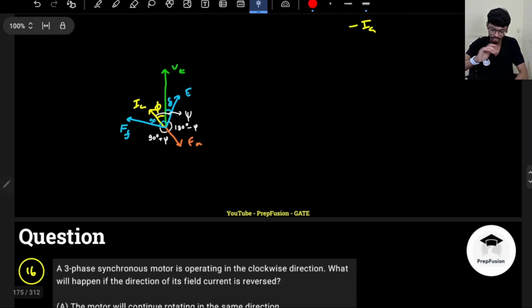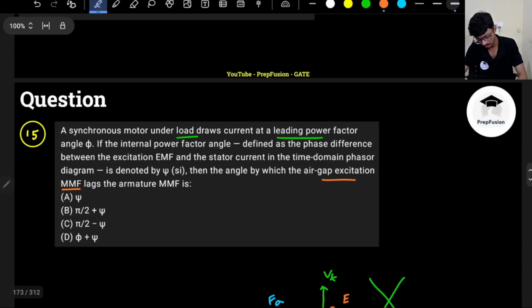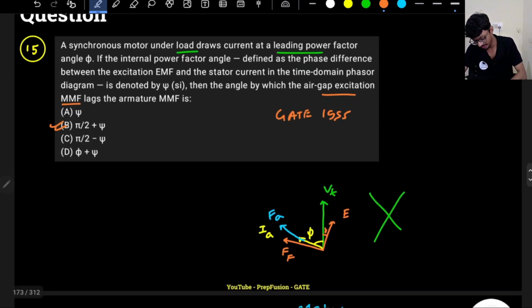You search the solution, this is actually a GATE 1995 problem. Everywhere else the solution is given wrong, because they don't understand the concept. Everyone will mark pi by 2 minus xi, and all of them will be wrong. So just be careful regarding this. The answer to this question will be 90 plus xi. This is actually a very good question.